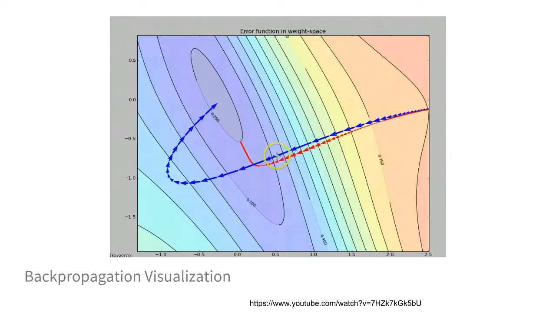And so to give a simple visualization, just to remind you of what's going on, here we basically have a graph of error, right? So blue is less error and red is more error.